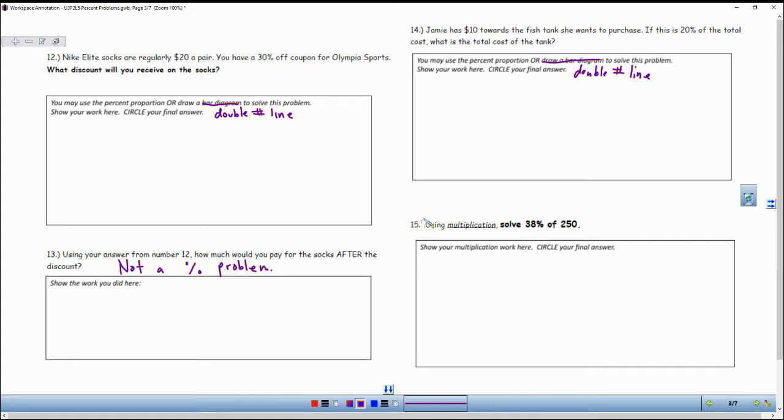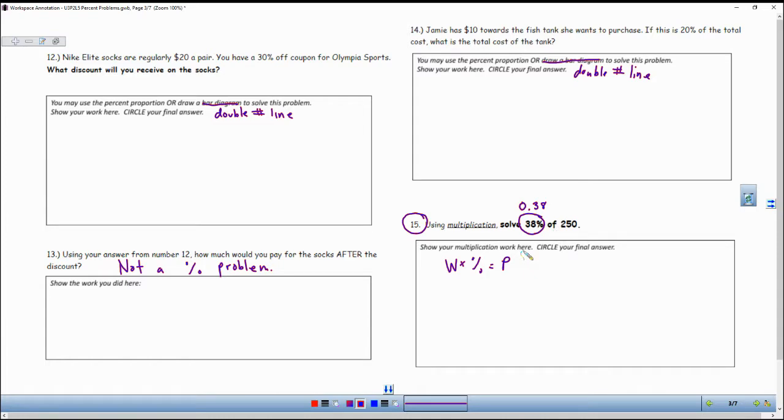This number 15, you could use percent proportion for this. However, the other method you could use, it says using multiplication. So you can do the whole times the percent equals the part. Now, the only thing here is that you need to write that percent as a decimal. And that percent as a decimal, 38% would be 0.38. So if you wanted to use this method, you could. You could try to use percent proportion there. The only thing is that you might wind up with a decimal.